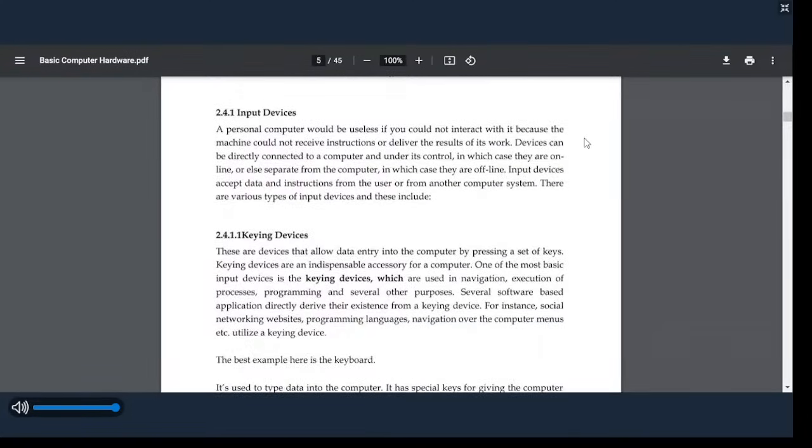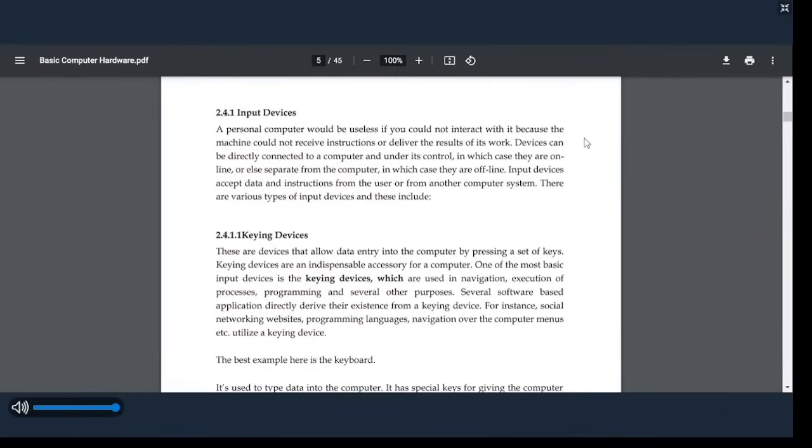So, the input devices. A personal computer will be useless if you cannot interact with it, because the machine could not receive instructions or deliver the results of its work. Devices can be directly connected to a computer and under its control, in which case they are online, or else separated from the computer, in which case they are offline.